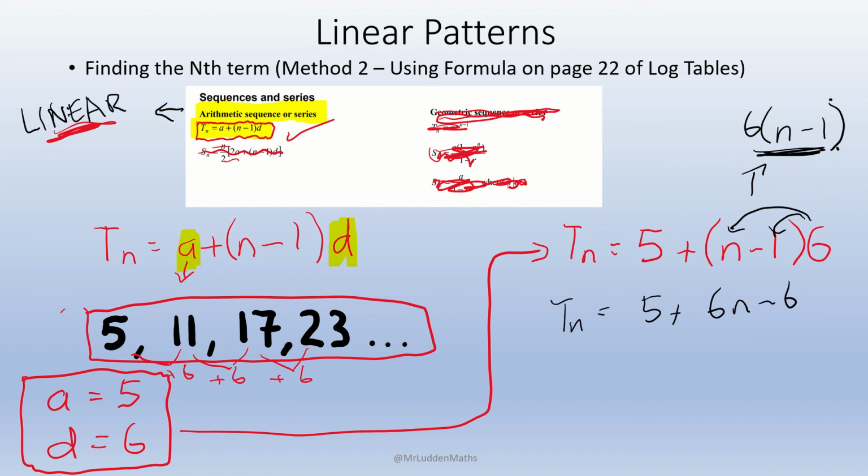Now you can tidy that up. You've got your 5, and you've got your minus 6. So that's going to be 6n minus 1. Tn is equal to... Now, a couple of minutes ago, we did the same question, if you can remember.